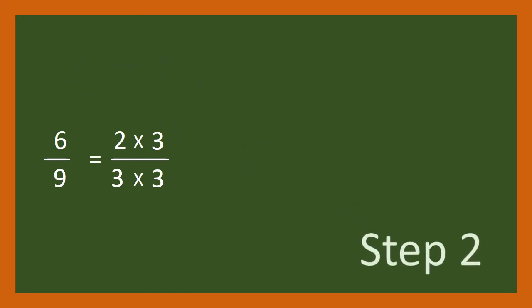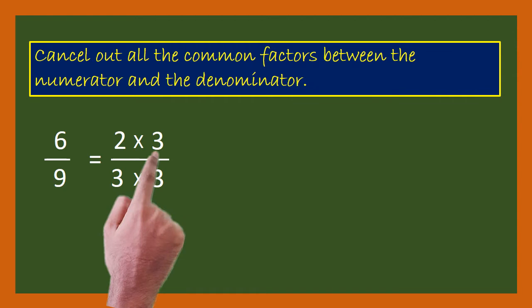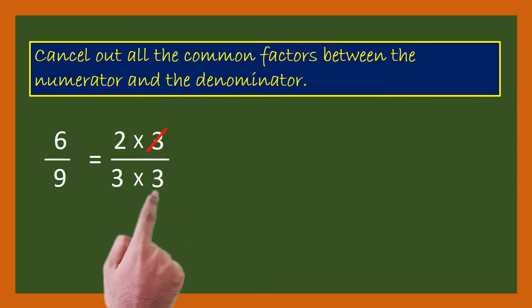The next step is to cancel out all the common factors between the numerator and the denominator. As you can see, we have 3 in the numerator and also we have 3 in the denominator. So 3 is the common factor between the numerator and the denominator. So we will cancel out 3 from the numerator and 3 from the denominator. There are no more common factors between the numerator and the denominator.